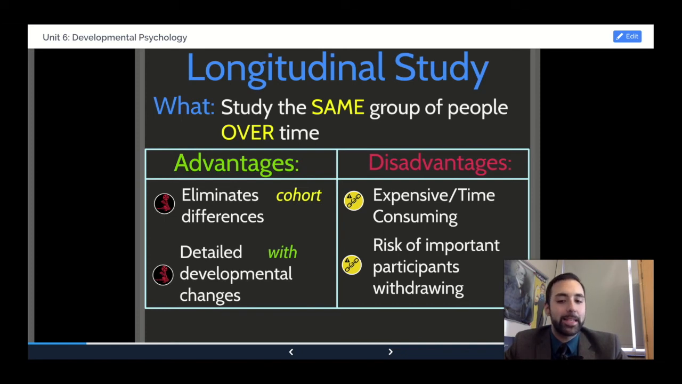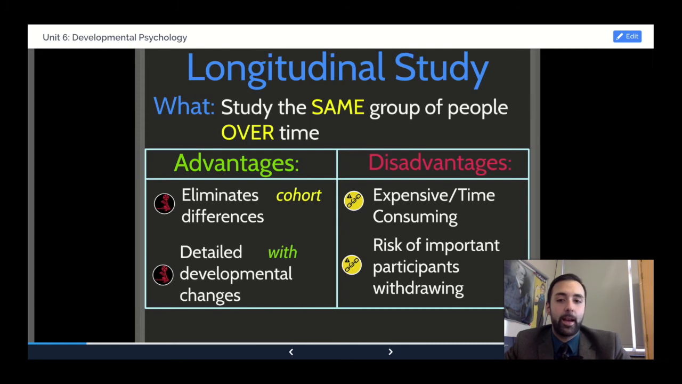So you get a very detailed telling of developmental changes, because there are significant changes that occur in the brain, specifically the prefrontal cortex, that occur in your early 20s. And if we have all of these participants age through their 20s at the same time, we can track those shifts. This one is way more expensive and time consuming though. Again, you need to be able to track people for years and years. So that in and of itself can be really challenging.